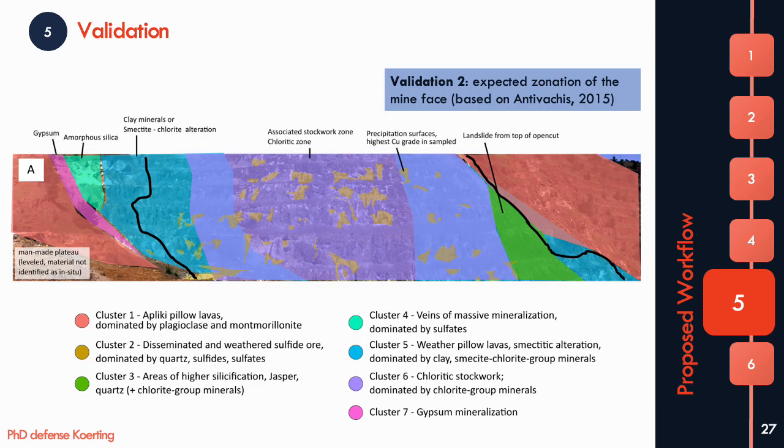This is also shown when we look at the second validation method, which is the expected zonation of the mine phase by Antivaches in 2015, which relied on a much larger sample set to find these different zonations here. And this shows that in the center of this mine phase, there is the expected chloritic zonation, which is phasing out into the smectidic-chloritic alteration towards the west and the east. And then this is surrounded by the appliqué pillow-lavas. And again, the gypsum alteration here is only expected to be dominant in the west of this outcrop.